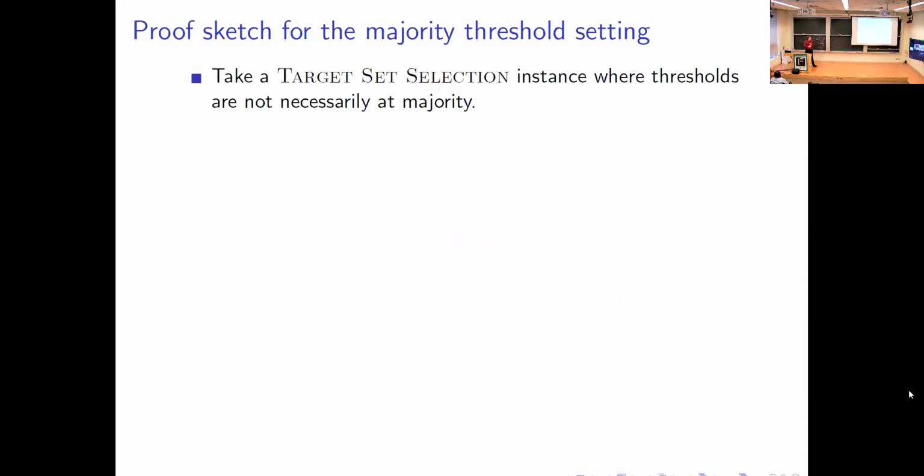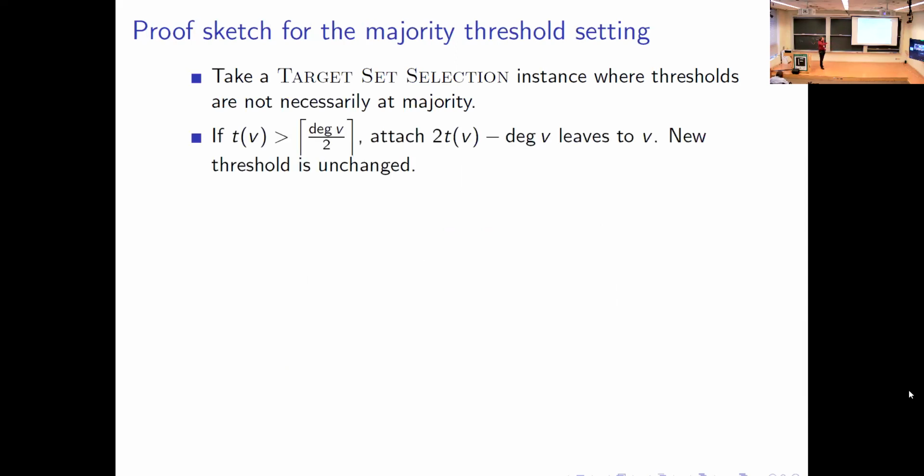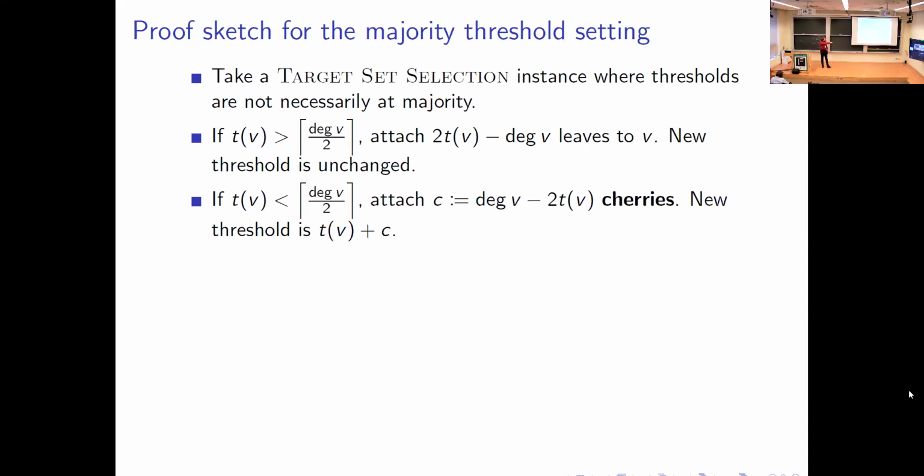So for the majority, in fact, we can take the reduction from any target set selection instance, and the idea is just to observe that if the threshold is too large, then it's enough to add sufficiently many leaves to the vertex, and the leaves will have threshold 1 and degree 1, which is indeed degree over 2, or at least the ceiling. And if the threshold is small, then there are these cherry gadgets which basically ensure that they have to be activated by some.